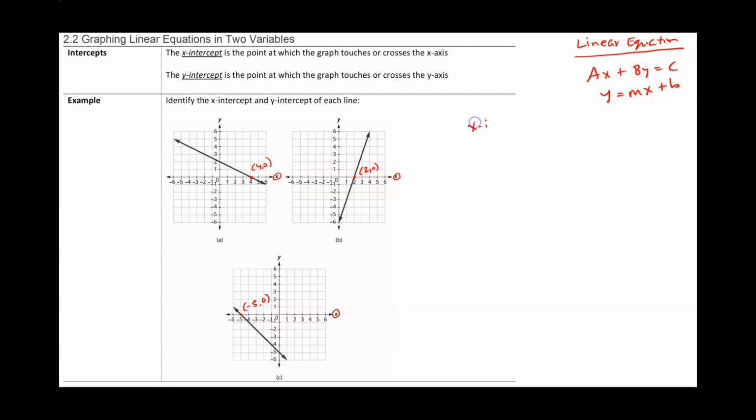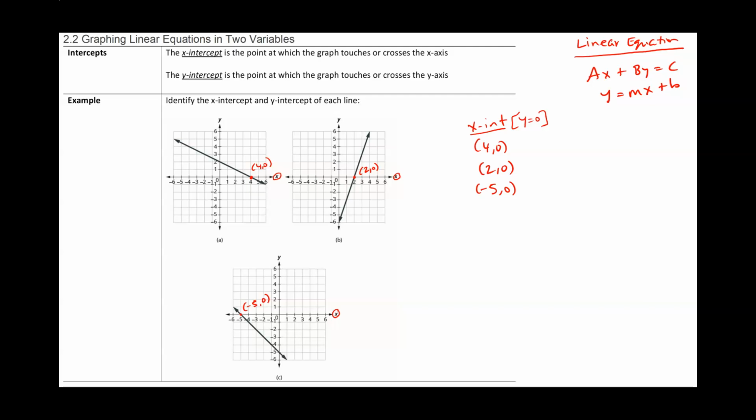So I'm going to list these x-intercepts. For the first one, it was 4, 0. For the second one, it was 2, 0. For the third one, it was -5, 0. Now notice what they all have in common. For any x-intercept, all the y values are equal to 0.